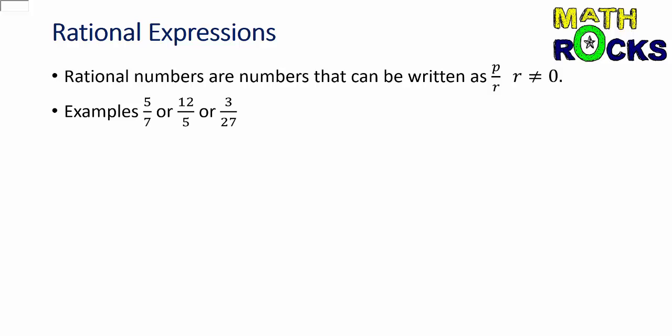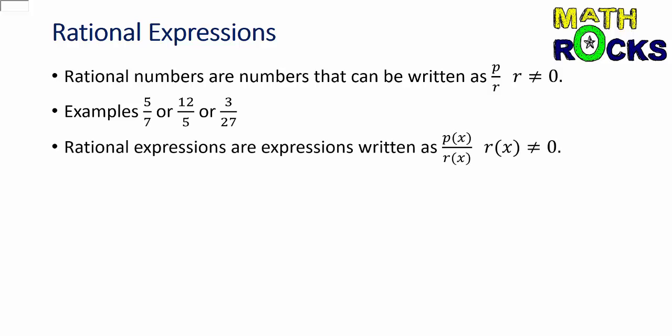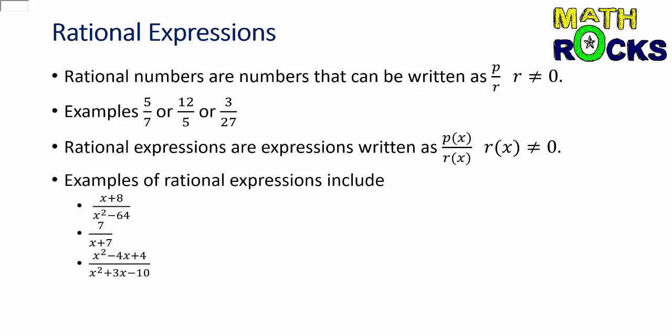Those are rational numbers. Rational expressions are expressions written as p of x over r of x, where r of x does not equal 0. Examples of rational expressions include things like this: x plus 8 over x squared minus 64, 7 over x plus 7, x squared minus 4x plus 4 over x squared plus 3x minus 10. These are all examples of rational expressions.